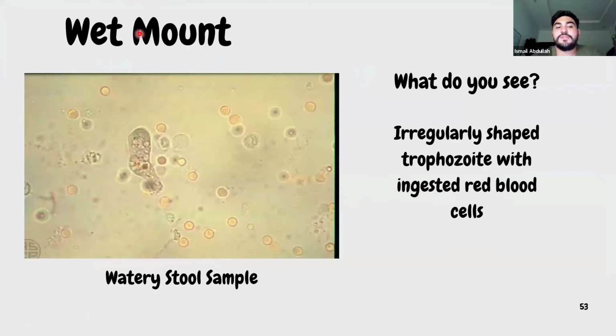Then we have the wet mount. We usually get these samples from watery stools. And look at this. This is a trophozoite of an E. histolytica. And how can you tell that it's E. histolytica? It has so many red blood cells inside the trophozoite, like it's packed. So this is something that you also want to know. And usually they're irregularly shaped.